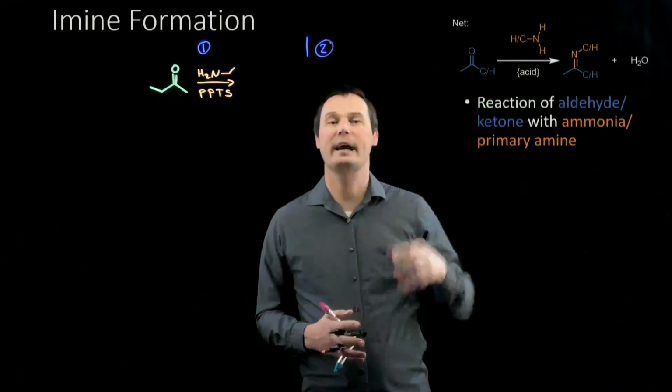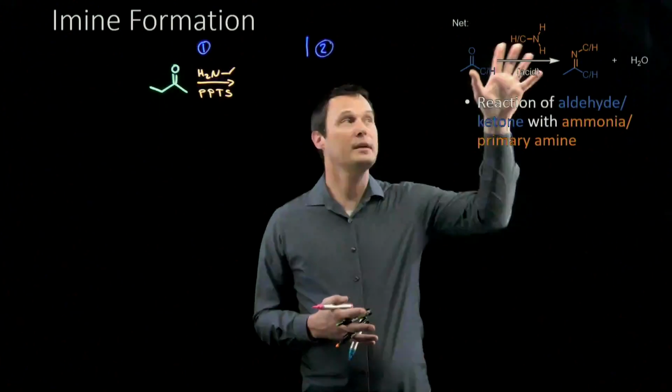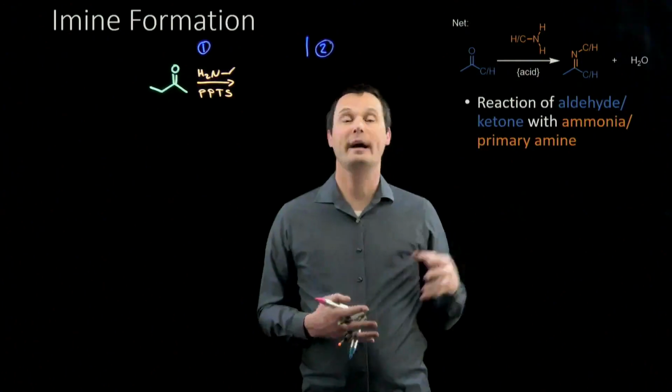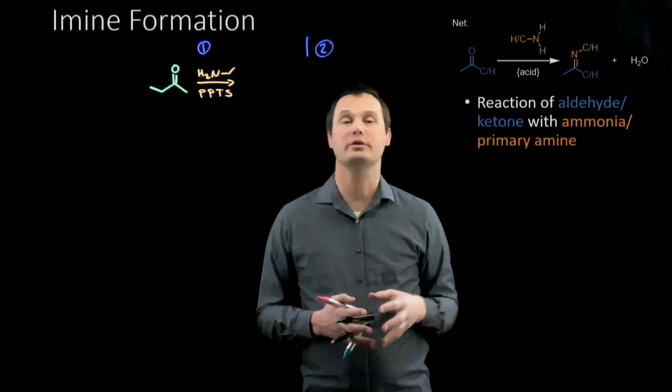This carbon/hydrogen means that it could be a carbon chain to be a ketone, or it could be a hydrogen to be an aldehyde. Same thing with our amine. We need at least two hydrogens on the amine, but that third group could either be a carbon chain for a primary amine or a third hydrogen to be ammonia.